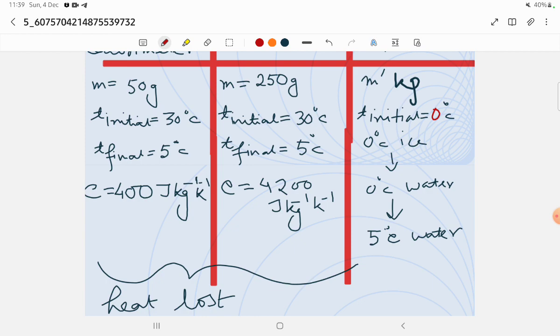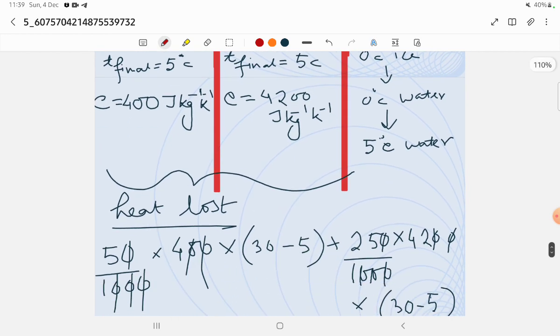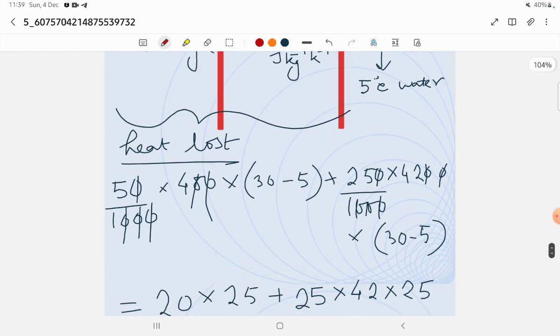That is why don't stop your calculation here. 0 degree Celsius ice will be converted to 0 degree Celsius water, and that temperature will rise to 5 degree Celsius water too. Okay, so heat lost will be by the calorimeter and the water. So I have calculated by using mc delta T. This is the mass of the calorimeter, 50 gram. I have converted this into kg, then into 400 joule per kg Kelvin inverse. That was the specific heat capacity of the copper calorimeter, and this is the change in temperature, 30 minus 5.